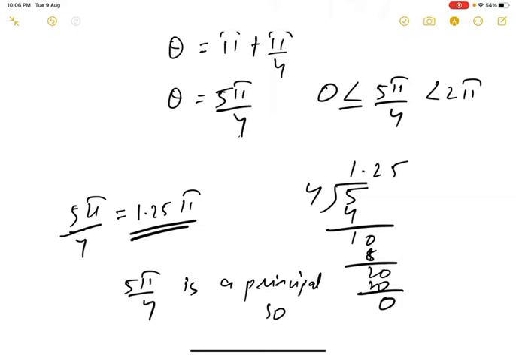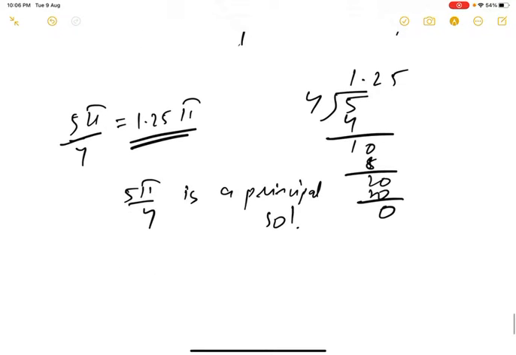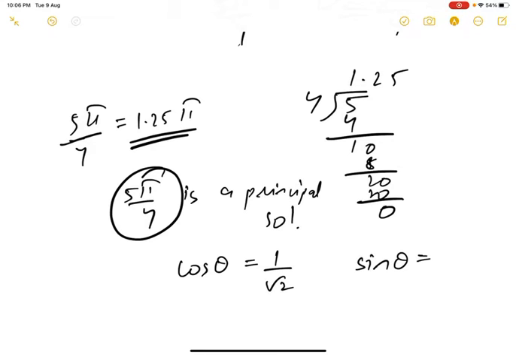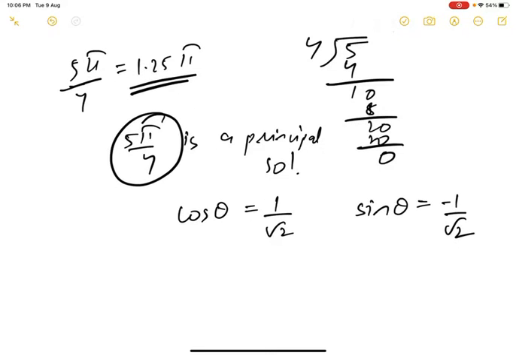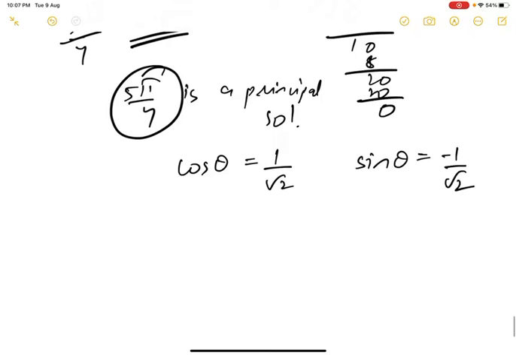principal solution. Okay, now this should satisfy that cos theta is 1 by root 2, and it should also satisfy sin theta is equal to minus 1 by root 2. It should satisfy both these conditions. Is it satisfying? That is the question now. Is it satisfying both these conditions?